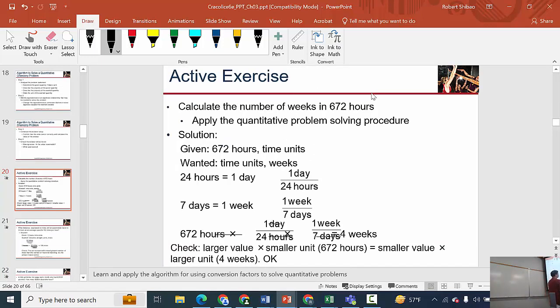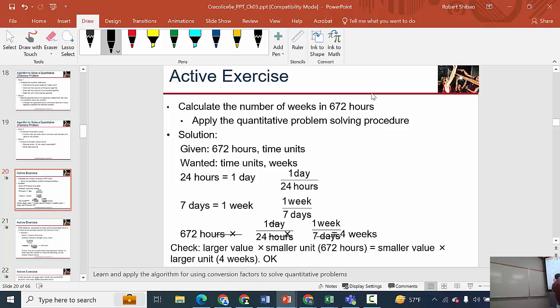So here's where we have to string together more than one conversion factor. Calculate the number of weeks in 672 hours. Okay, do you know how many hours per week? 168. Is it 168? Okay. Well, if you don't, then you know some others that we can string together. And so our given is 672 hours.